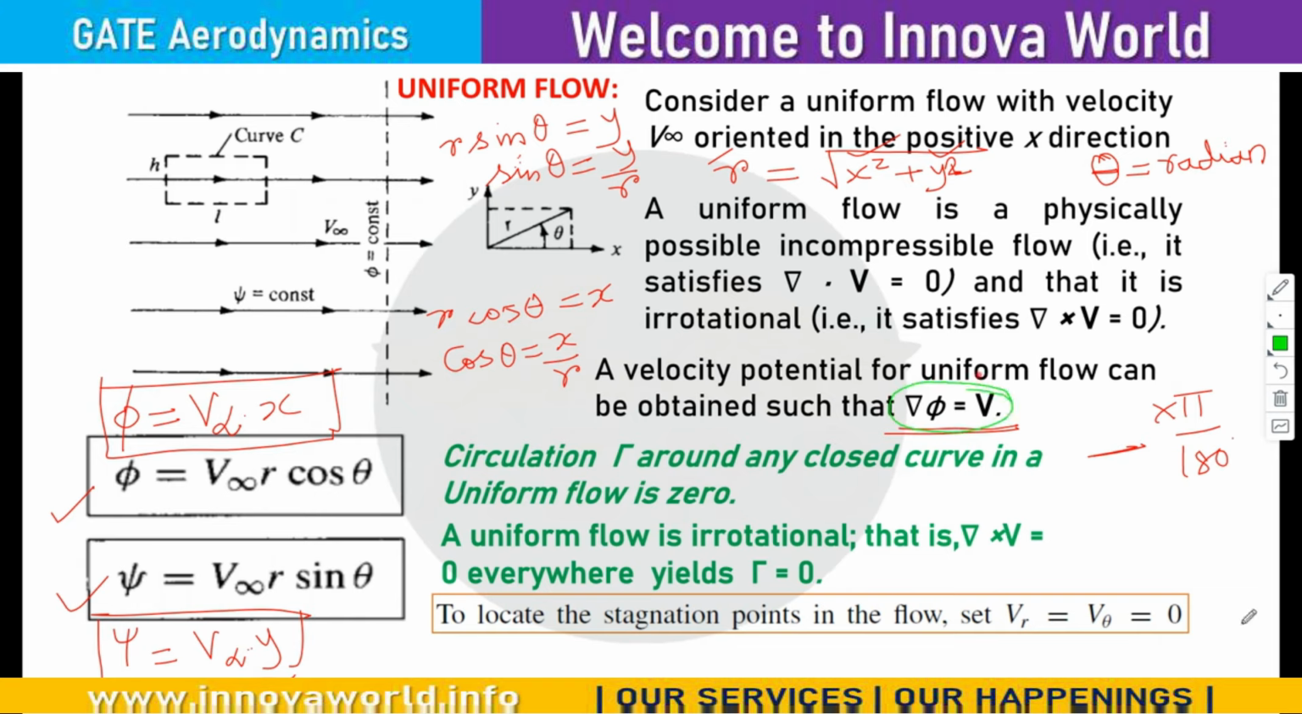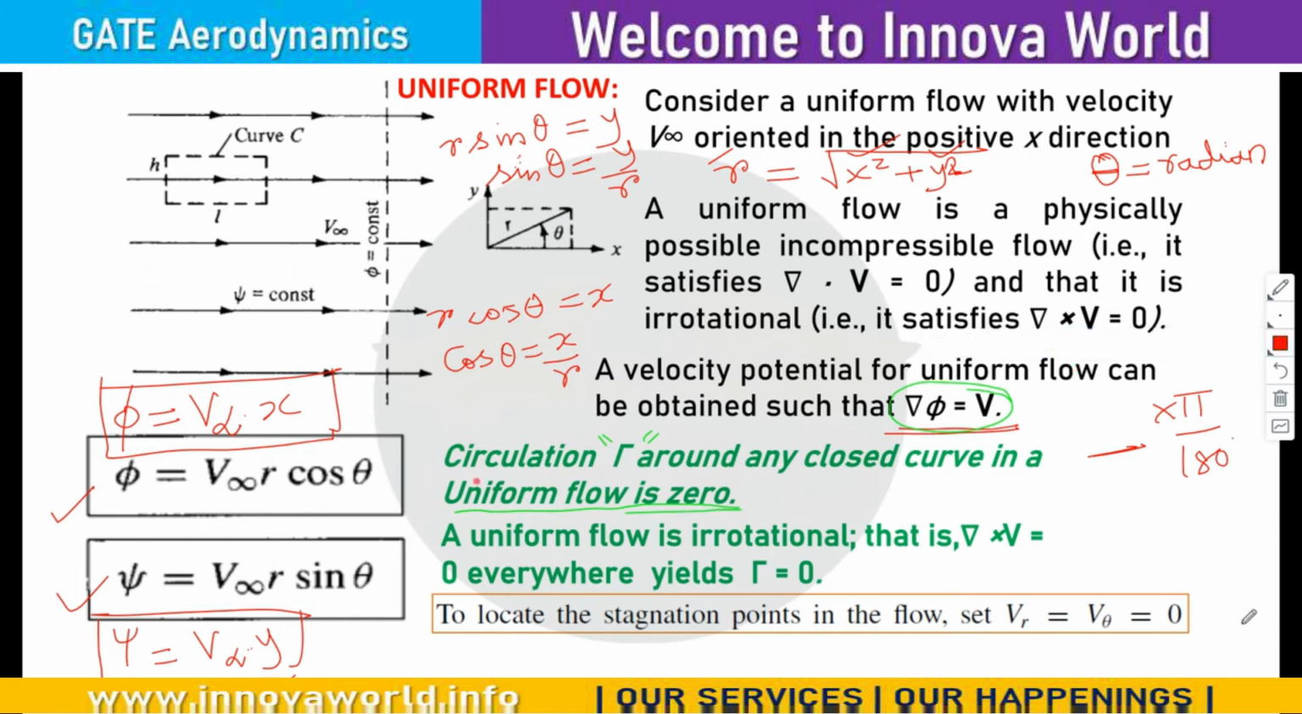Now the next important statement is that they can also relate this in terms of circulation. Circulation can be denoted by the capital gamma. Circulation around any closed curve in a uniform flow is zero. Just remember this statement. This is a very important statement.